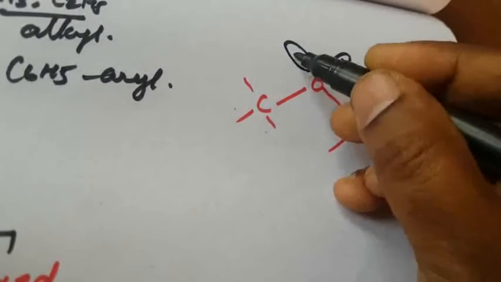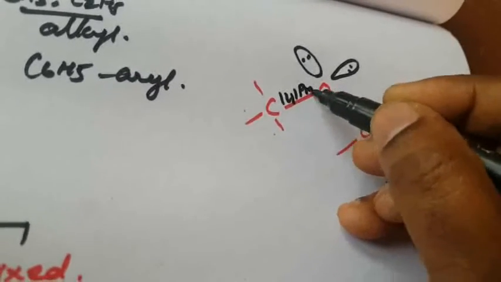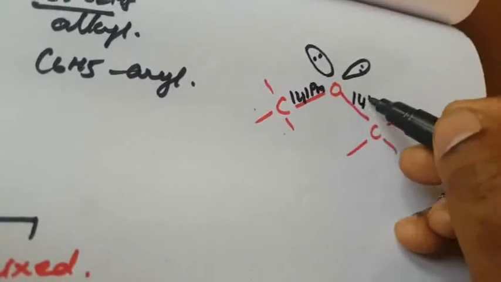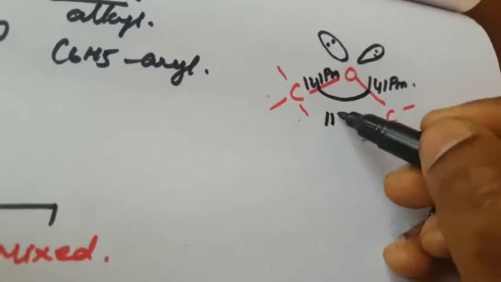Here also there are 2 lone pairs, right? So that is the bond distance, 141 picometer. This is also 141 picometer. What is the bond angle of this one?